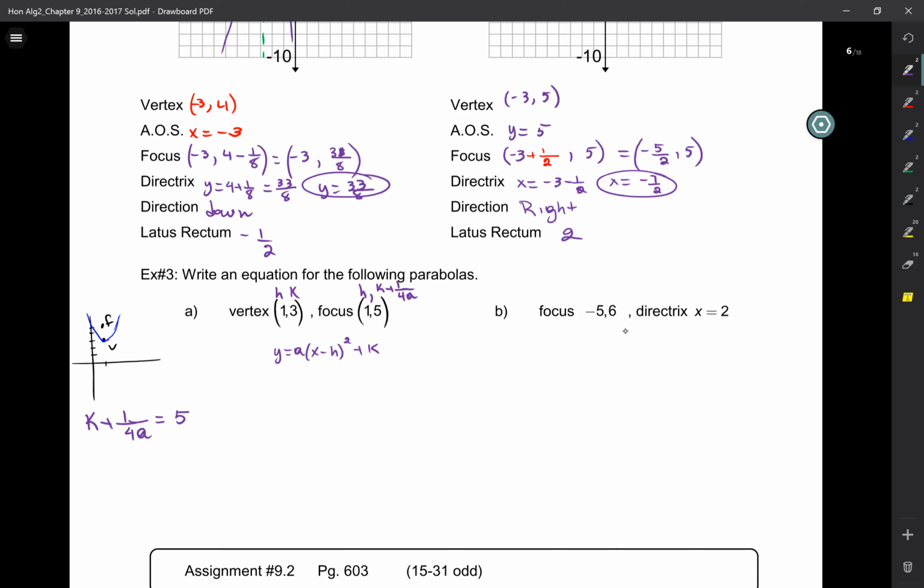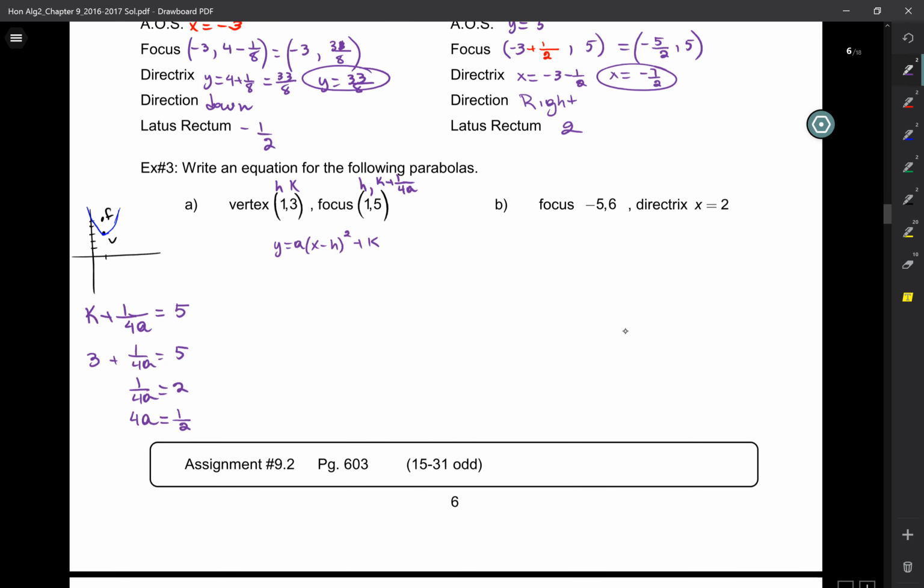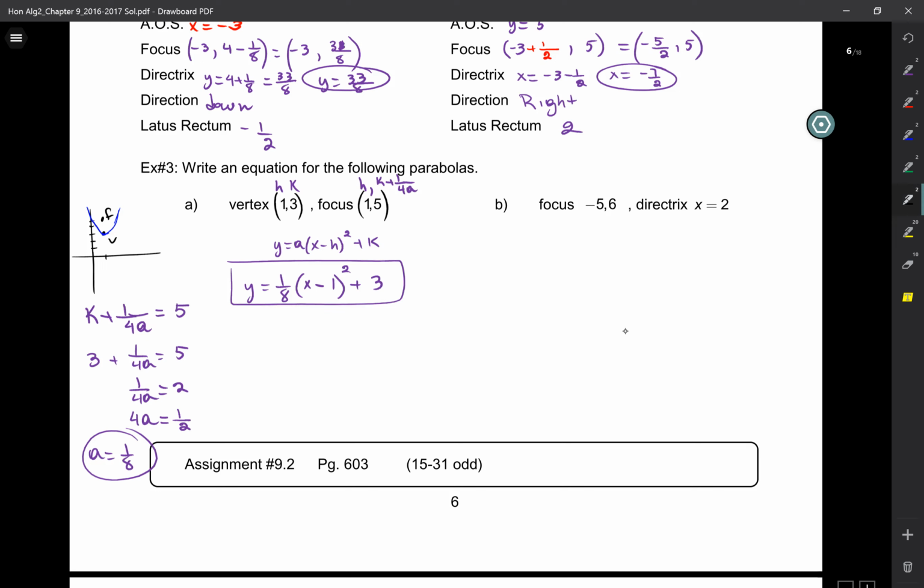And what's k? Do I know what k is? K is 3. So 3 plus 1 over 4a is equal to 5. 1 over 4a is equal to 2. So how much is 4a then? 4a is equal to 1 over 2. Does that make sense? So what's a? 1 over 8. Okay? So then y is equal to 1 over 8, (x minus 1) squared plus 3. There we go. Okay? All right.